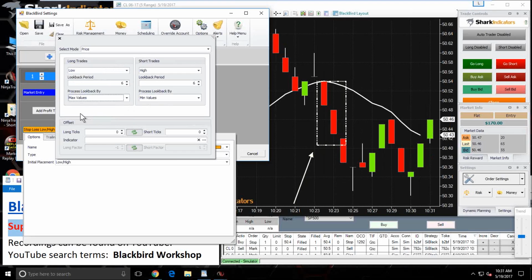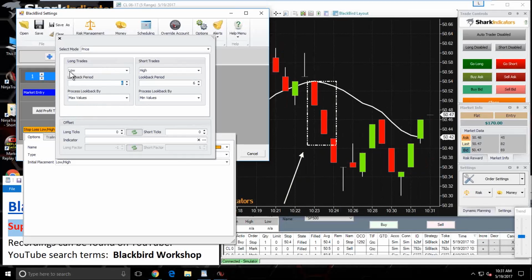And then max value, well, that's going to be the opposite of minimum value. So as we're looking back 6 bars, we're going to find the highest or the maximum value of the low prices. So we could also, if we wanted to use the open, find the highest value of the open prices for the last 6 bars.